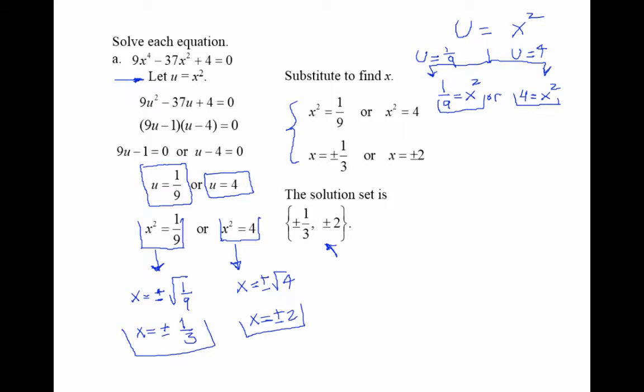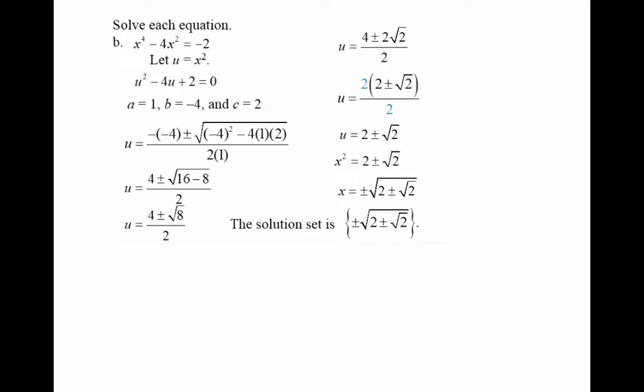So we are using the substitution method to make this equation look like a second order equation, solve for u, and then go back and solve for x by substituting that into the original assumptions.